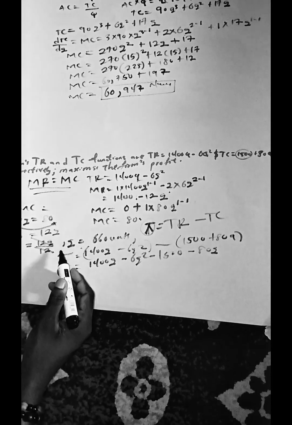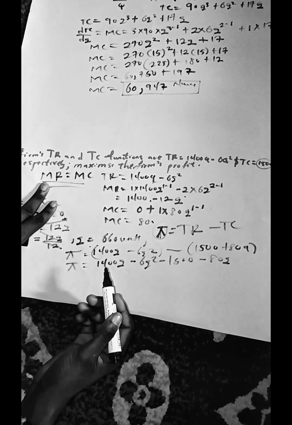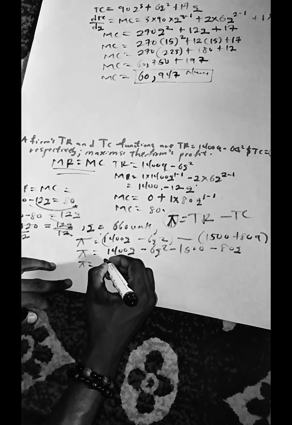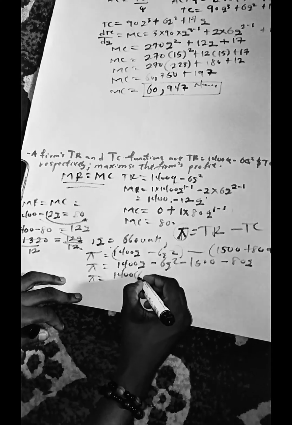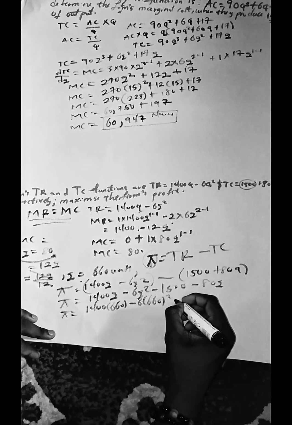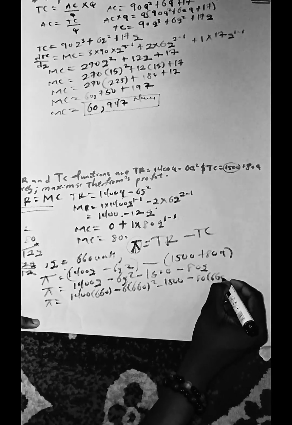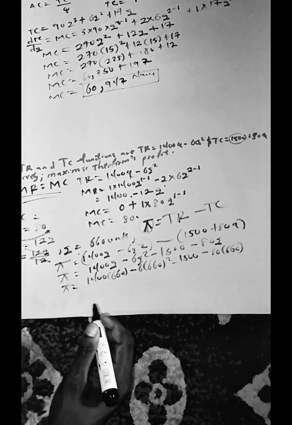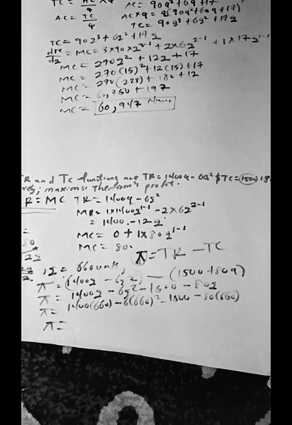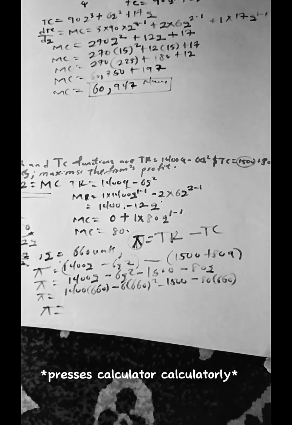We then plug in the value of Q. Remember, this is the profit maximizing output, what we got from MR equals MC. So just plug that value in. So pi is equal to 1,400 times 660 minus 6 times 660 squared minus 1,500 minus 80 times 660. You can plug this into your calculator. So let me plug it in.